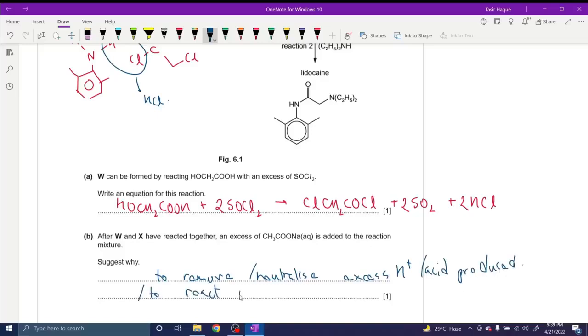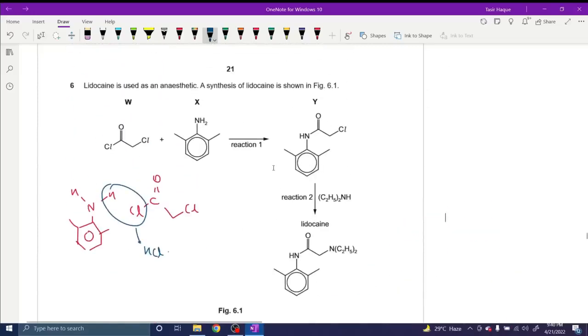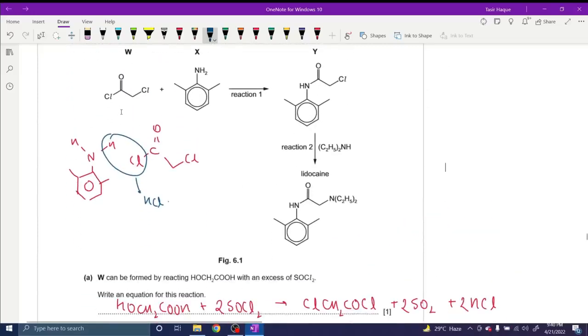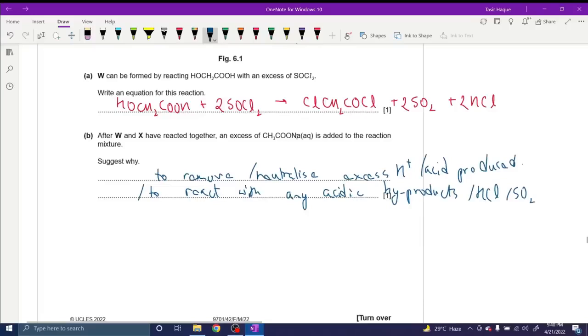to react with any acidic byproducts, okay, like HCl or even SO2. SO2 is an acidic gas, right? Or to react with any unreacted W, that also works. W is also acidic, right? It can also react with the sodium ethanoate.